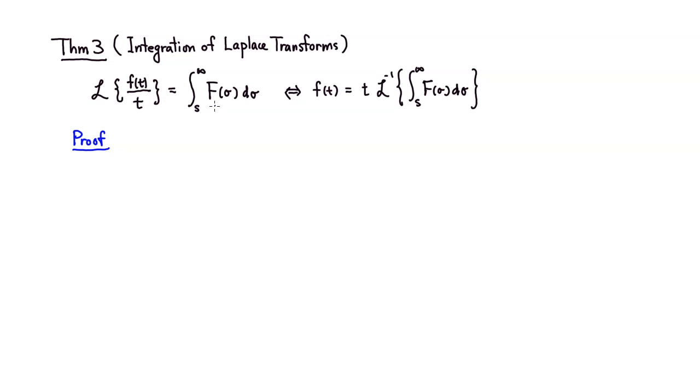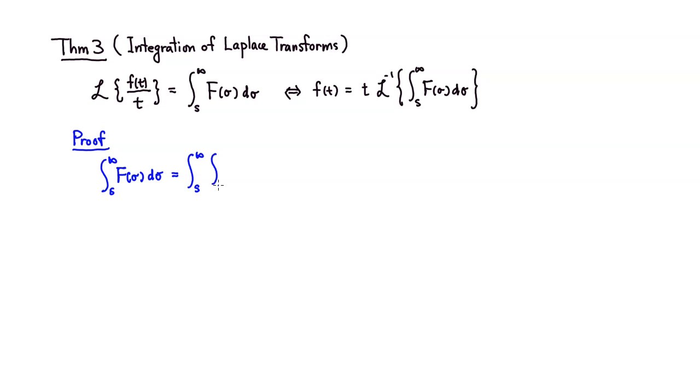I'm going to actually start from the right-hand side again. So I'm going to start with the integral from s to infinity of capital F of sigma with respect to sigma. Right? So let's rewrite it using the definition. So integral from s to infinity. That's already there. That looks like s here. So let's just rewrite it. So this is s, right? All right, so this is a Laplace transform.